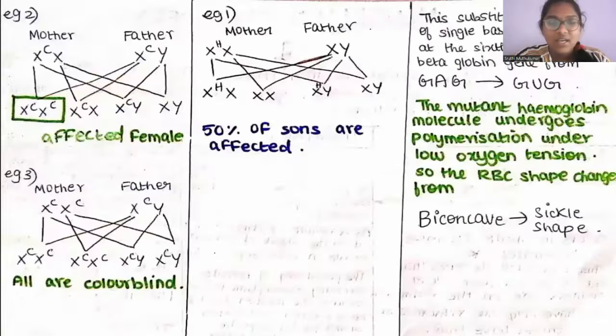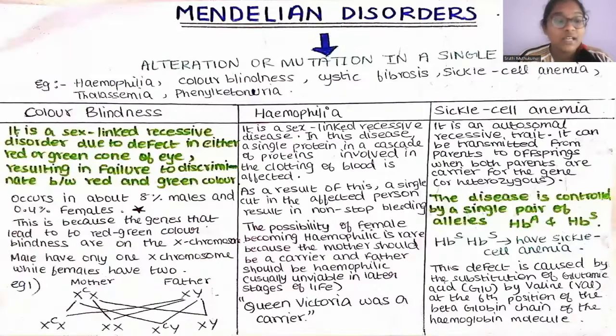This is the difference. So now we saw that it's a failure of the eye to discriminate between the red and the green color, and it is an X-linked recessive disorder. Now, this occurs in about 8% of males and 0.4% of females. This is because females, as I told you, have 2 X chromosomes.